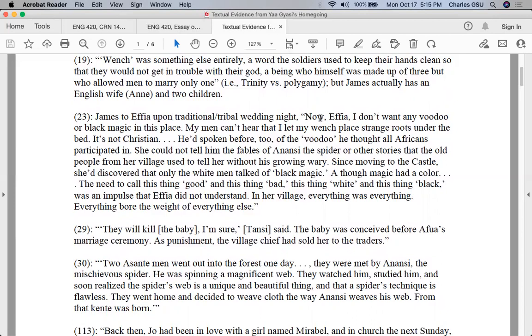Now, this is James talking to his wife: "Now, Aphia, I don't want any voodoo or black magic in this place. My men can't hear that I let my wench place strange roots under the bed. It's not Christian." He had spoken before, too, of the voodoo he thought all Africans participated in. She could not tell him the fables of Anansi the spider or other stories the old people from her village used to tell her without growing wary. Since moving to the castle, she discovered that only the white men talked of black magic.